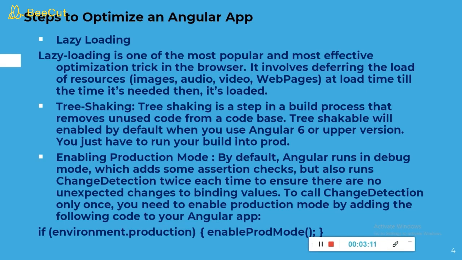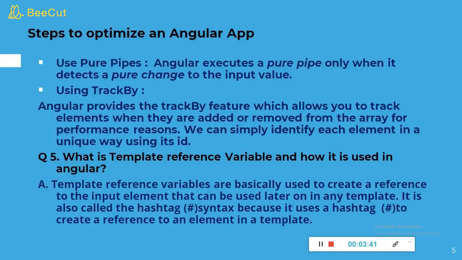Enable prod mode. By default, Angular runs in debug mode, which adds some assertion checks but also runs change detection twice each time to ensure there are no unexpected changes to bound values. To call change detection only once, you need to enable production mode by adding the following code in the Angular app. So we need to check if the environment is production, then enable production mode.